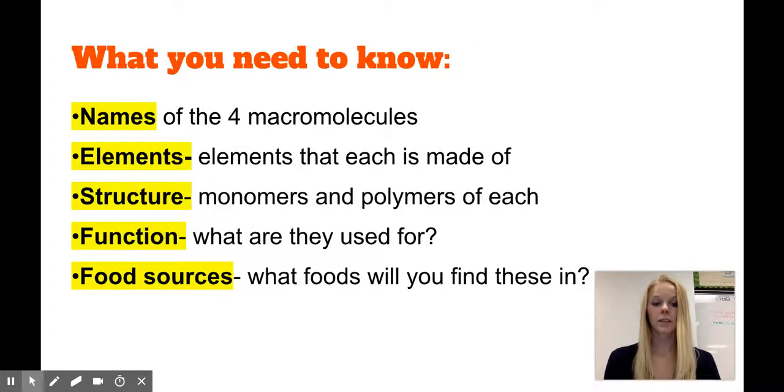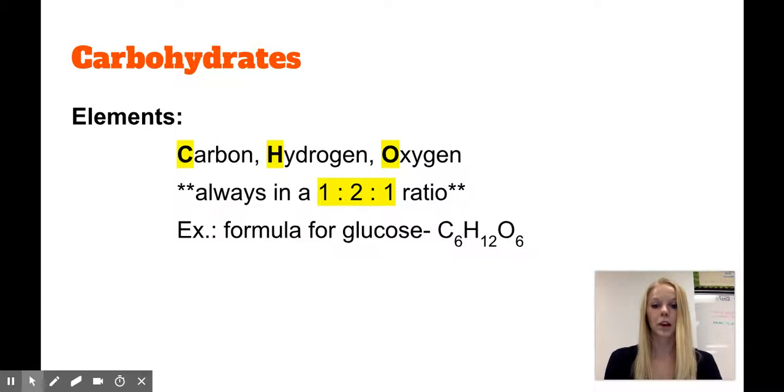At the end of this section, you should be able to recall the names of each macromolecule and the elements that they are made of, as well as identify their structures and functions and name some food sources that may contain them. We'll first talk about carbohydrates.